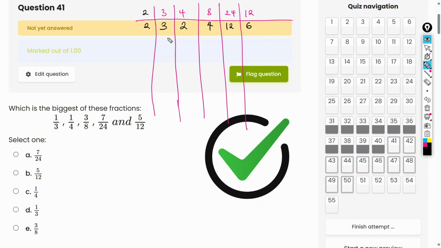We can still go with 2. Bring down 3. This is 1. This is 2. This is 6. This is 3. We can still go with 2. Bring down 3. 1, 1, 3, 3.